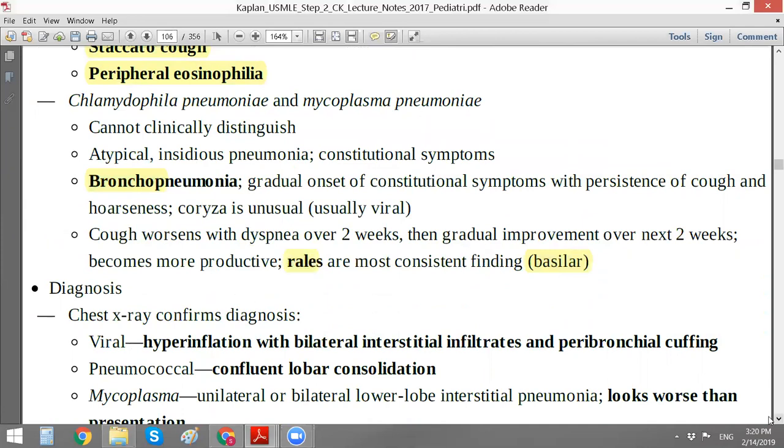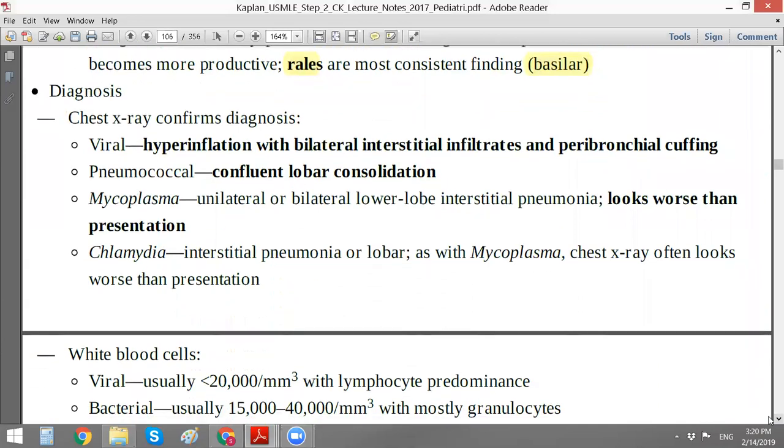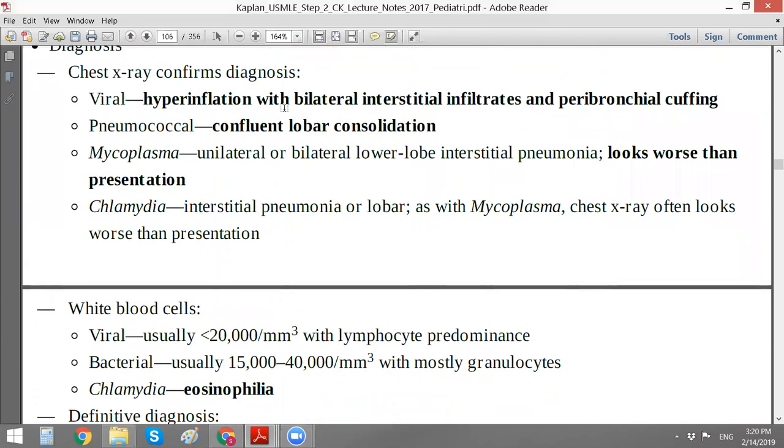Not just something that we can just see about it. Diagnosis: chest X-ray is helpful. Viral shows hyperinflation, bilateral interstitial infiltrates, peribronchial cuffing. Pneumococcal is confluent lobar. Mycoplasma looks worse than the presentation. Chlamydia is interstitial pneumonia or lobar, as with mycoplasma.